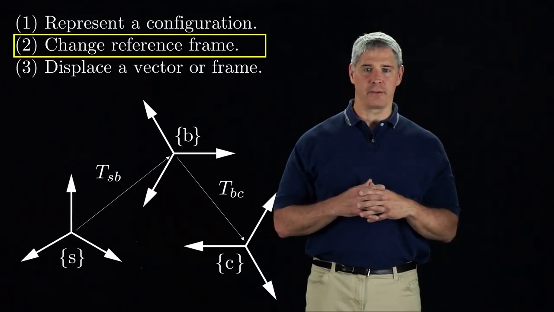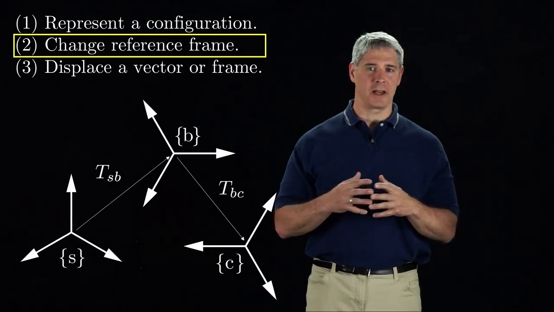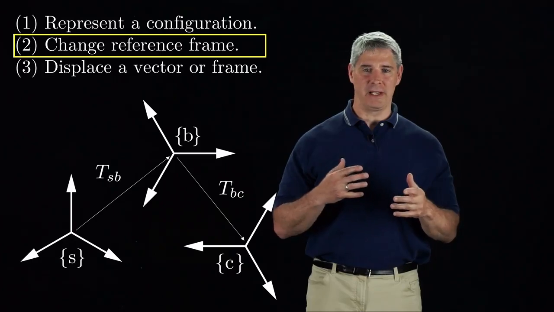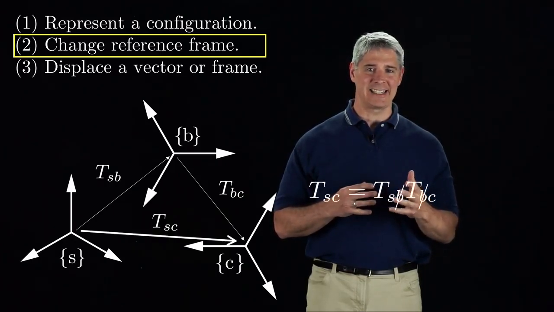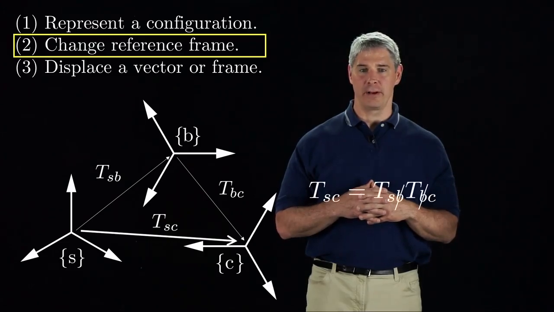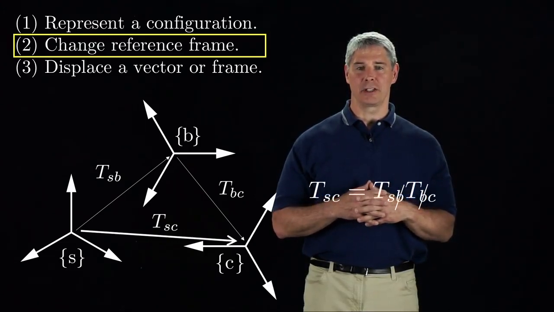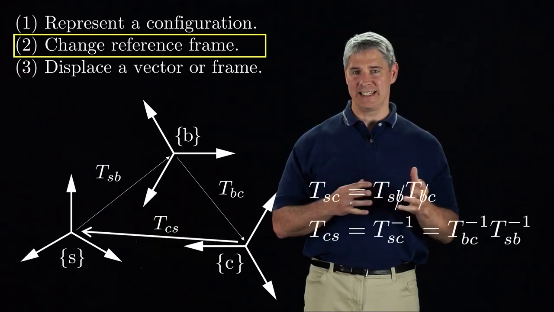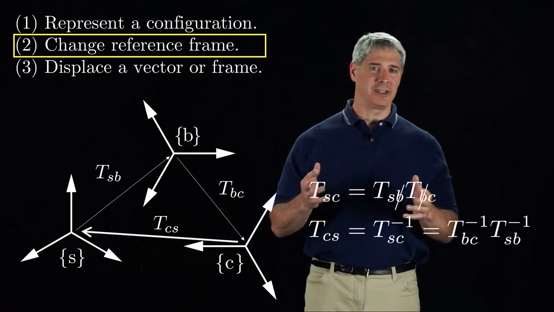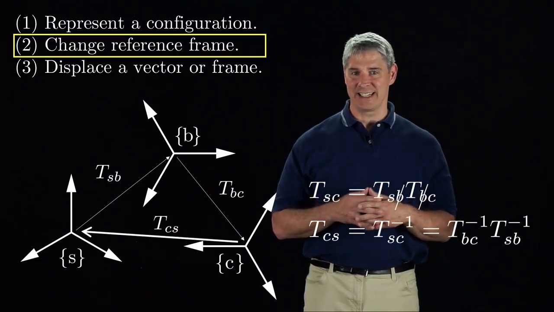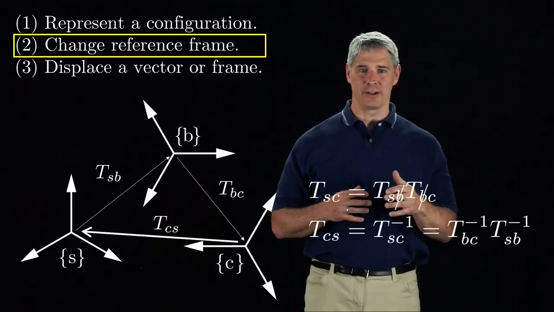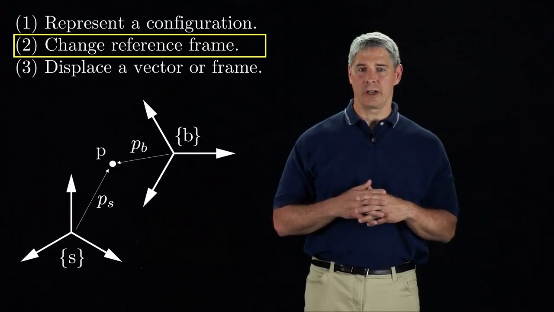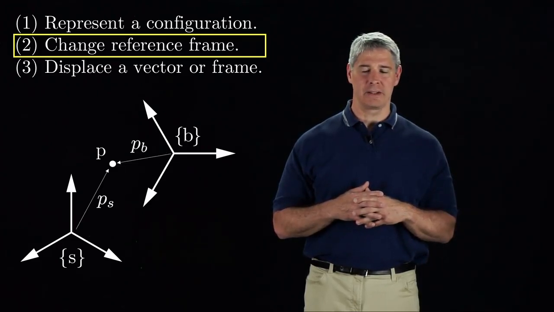To change the frame of reference of a configuration, we can use the same subscripts cancellation rule as for rotation matrices. If we know TSB and TBC, we can calculate TSC, representing the configuration of frame C in frame S, by multiplying TSB by TBC. The inverse of TSC is TCS. Just as we followed TSB and then TBC to get to TSC, we can follow TBC inverse and TSB inverse to get TCS.